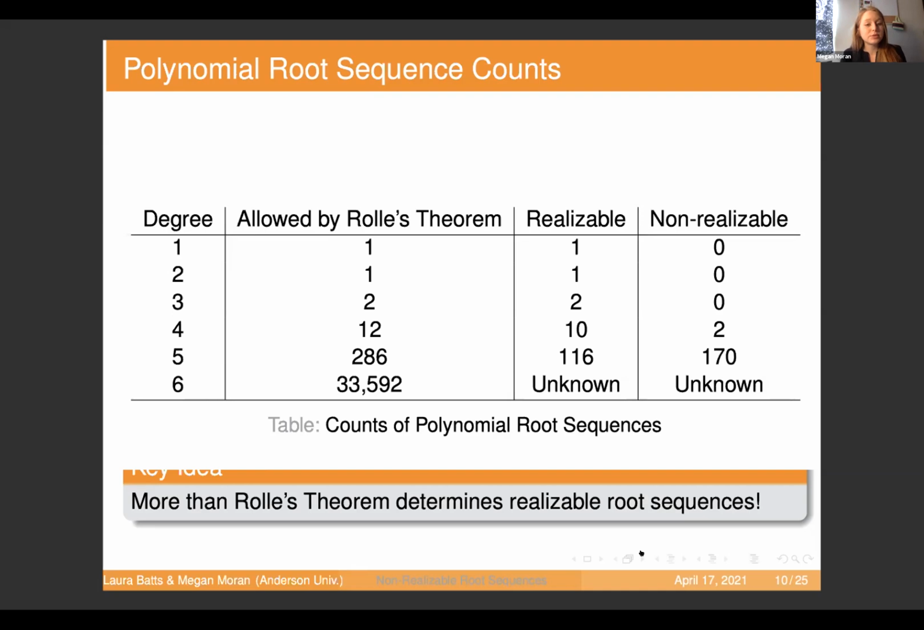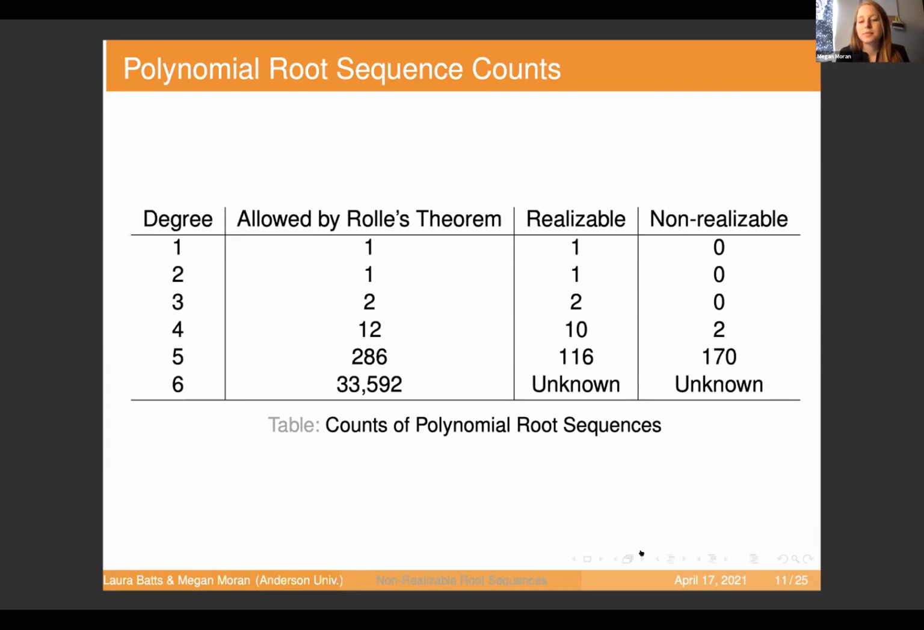And then as we move up to degree 5, which is the area that we're going to be interested in for our proof, we see that there are 116 realizable and 170 non-realizable out of those 286 root sequences that are established by Rolle's theorem. And as we get up into larger degrees, we see that it grows exponentially how many different combinations of root sequences we can have. And it's unknown what the specific counts for realizable and non-realizable are in degree 6.